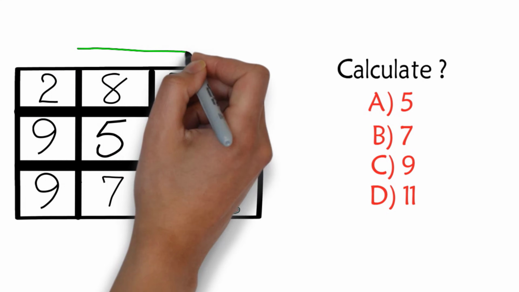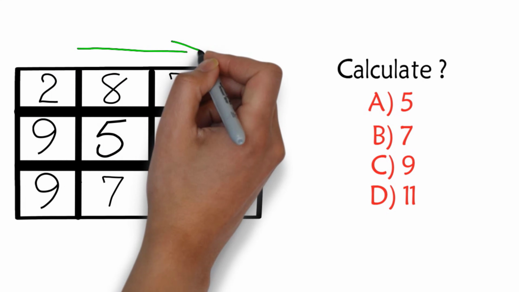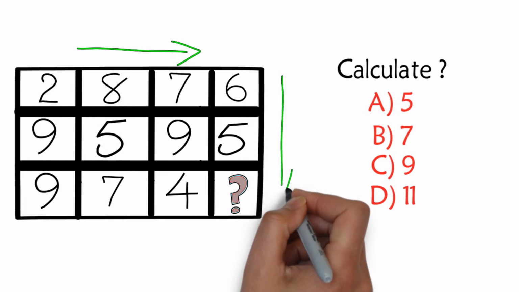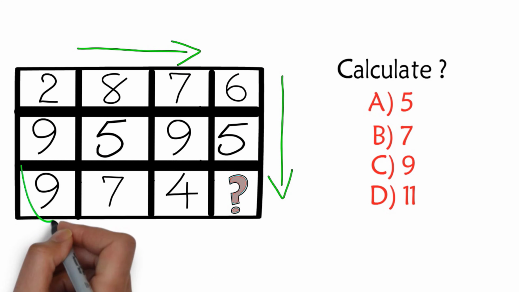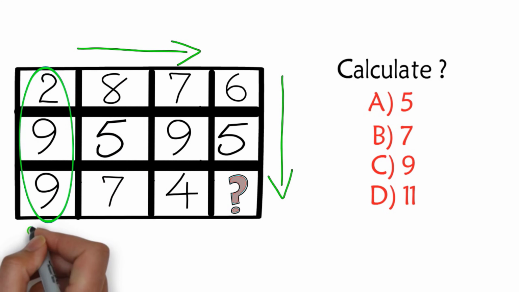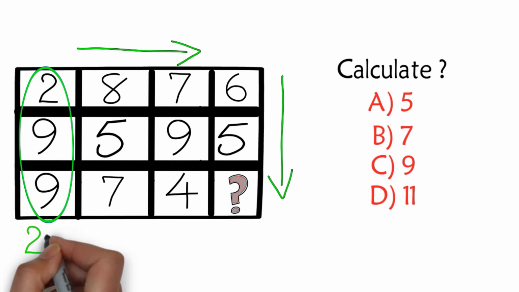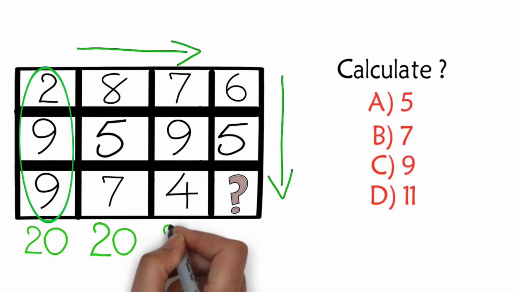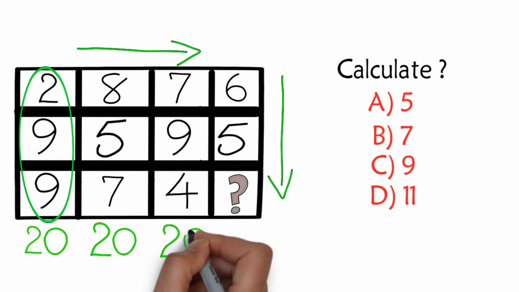The key to solving this problem is to determine the pattern. And the pattern can be either in the rows or in the columns. In this particular case, let's check the columns first. And what you see is that each column adds up to 20. For example, 2 plus 9 plus 9 is 20. 8 plus 5 plus 7 is 20. 7 plus 9 plus 4 is 20 as well.